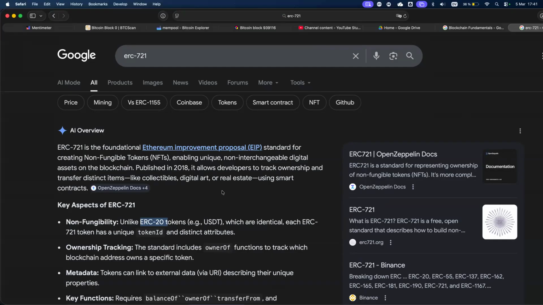ERC20 is just for the release of tokens which are fungible. So what does fungible mean? Do you know? Yeah. Norwegian banknotes are fungible, because if I give you a 100 krone banknote and I have a 100 krone banknote and we swap, nothing happened. It's the same, right?